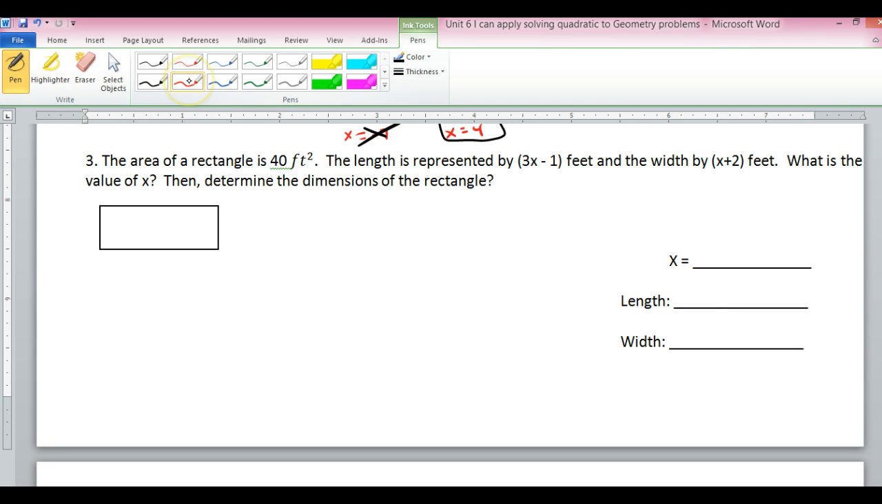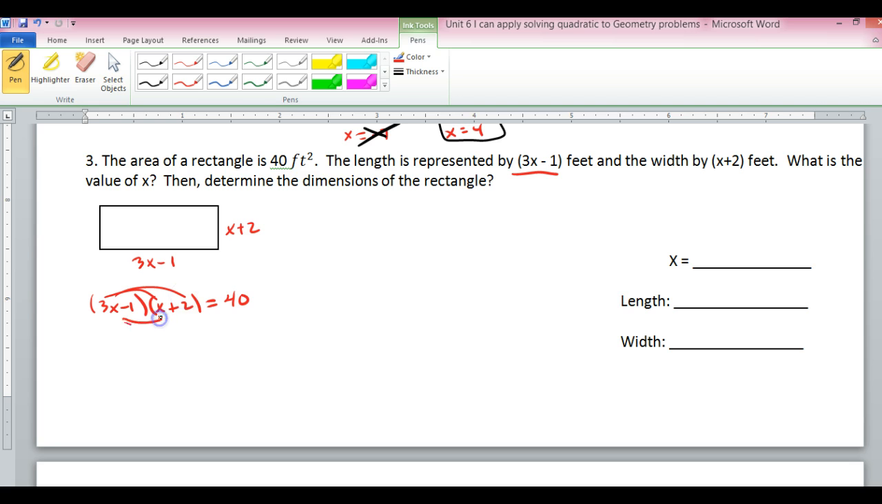Still not much different. The area of a rectangle is 40 feet squared. The length is represented by 3x minus 1. So we'll go 3x minus 1. And the width is x plus 2. So I go ahead and I say, okay, length times the width is equal to the area, which is 40 here.